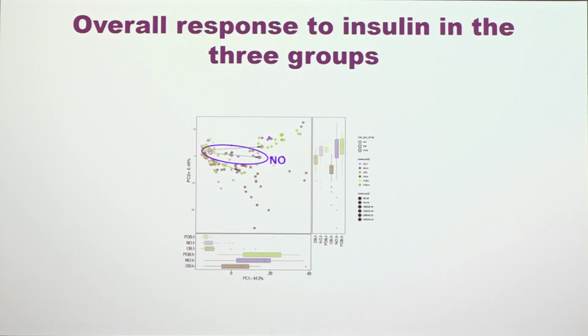So they start here. This is the fasting and this is the hyperinsulinemic condition. Here we have the obese. They are very similar in the fasting state, but clearly different in the hyperinsulinemic state. And here we have the post-obese. So you see that the post-obese, they actually move up. They do not only normalize, they actually super normalize, it seems.